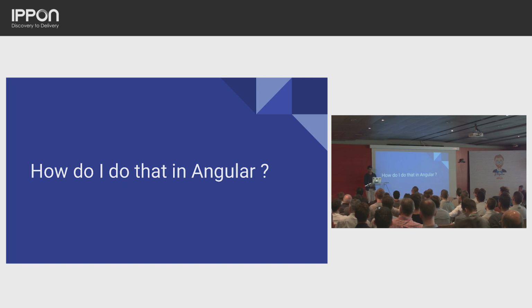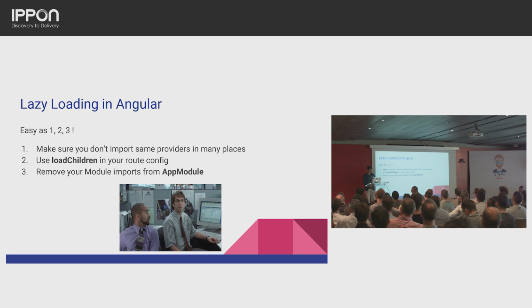So how do we do lazy loading in Angular? It's pretty easy. You first have to make sure you don't import the providers in various modules. I'll explain why later. You have to use the loadChildren property in your routing, and you have to remove the feature module from your app module. So that's pretty easy.